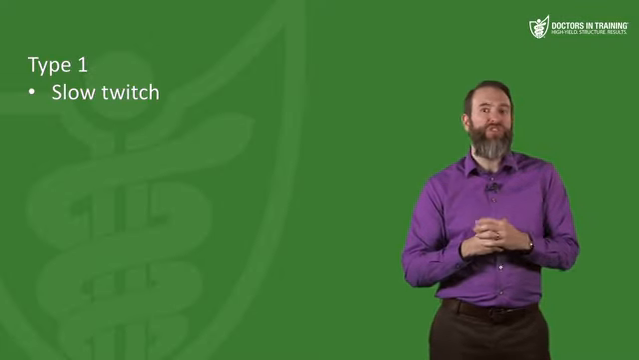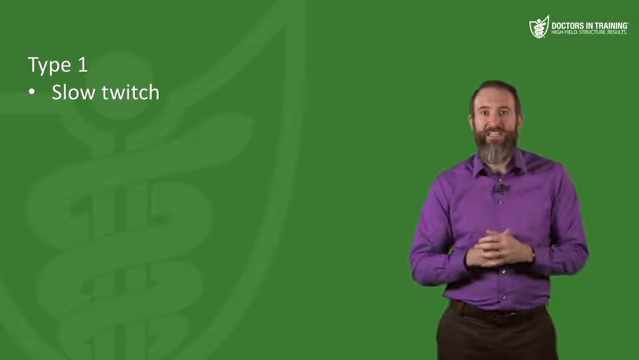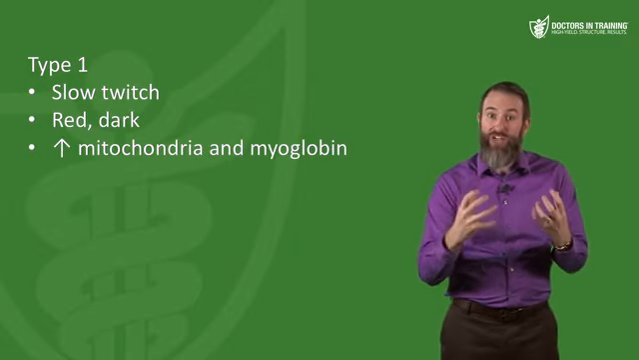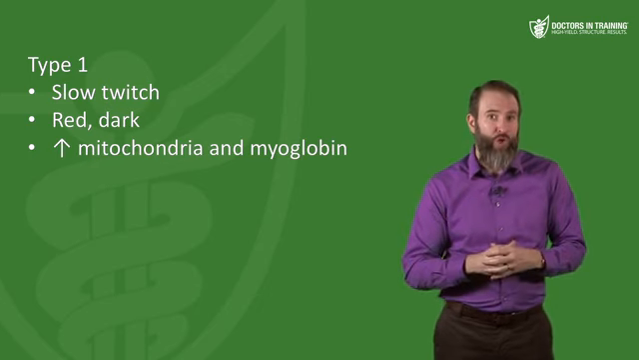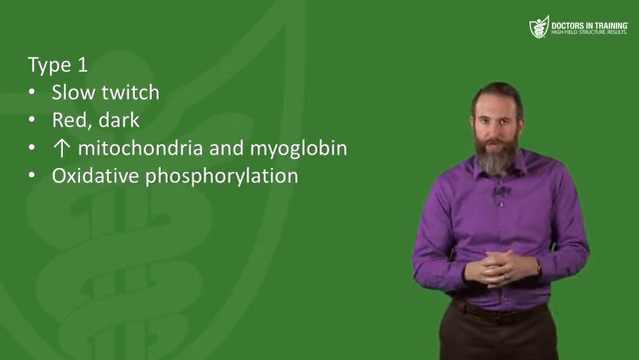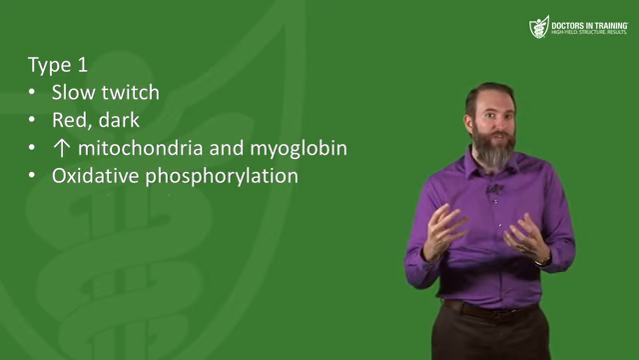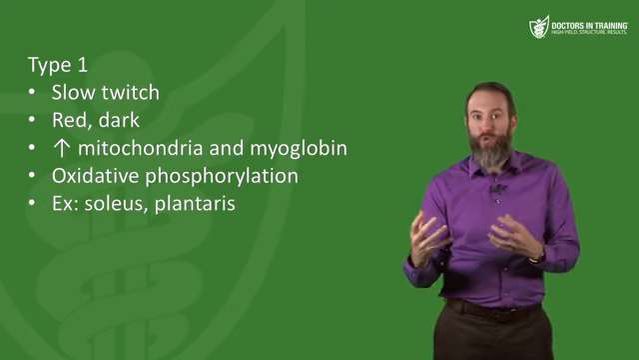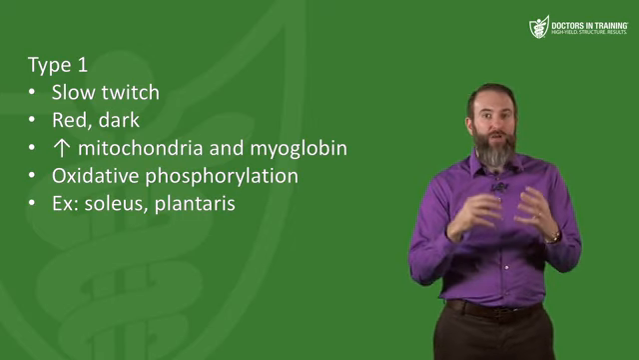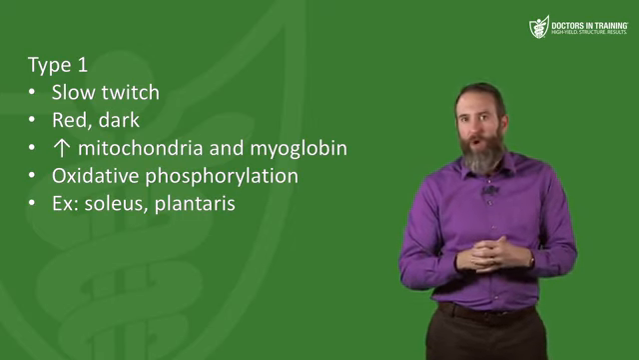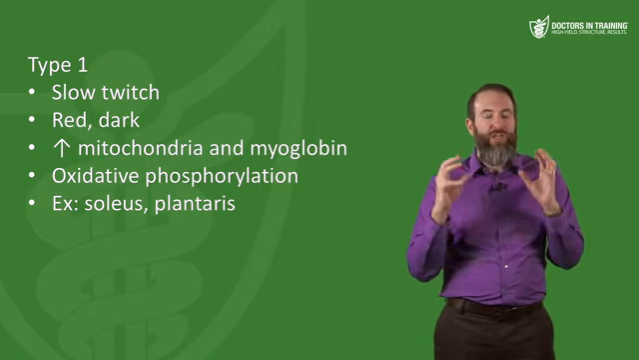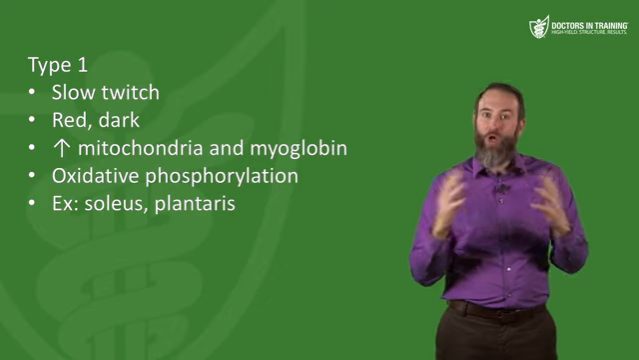Type 1 muscle is called slow twitch muscle, and this tends to be the red, darker muscles. They're red because they have more mitochondria, and they also have a lot of myoglobin in them. Now they participate in a lot of oxidative phosphorylation. Examples of great type 1 muscles would be the calf muscles like the soleus and the plantaris. Your abdominal muscles also have a higher ratio of those type 1 muscle fibers. And these muscles are great at sustained contraction. So they can contract maybe not very hard, but they can do it for a long time.